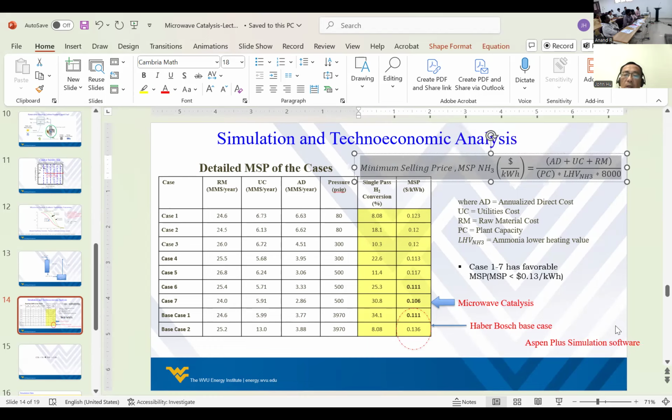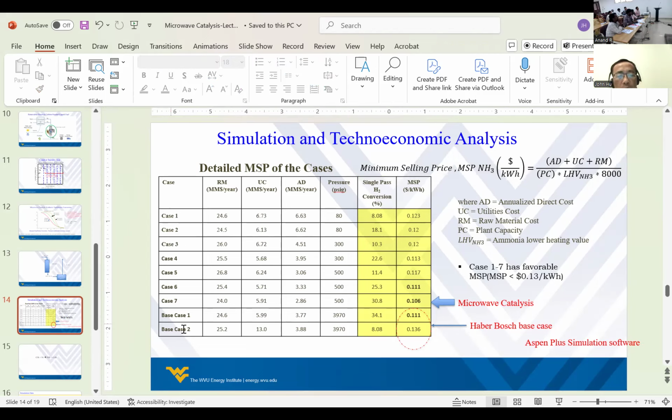What's minimum selling price? That means from any process, you come up with a unit cost of ammonia, which means in order to produce 1 unit of ammonia, how much price you can sell it for. In order to make profit, or in order not to lose money, you have to sell at this price. That's called the minimum selling price. You follow me? For example, for the Haber-Bosch base case, you have to sell the ammonia at 11 cents to 13 cents per unit of ammonia.